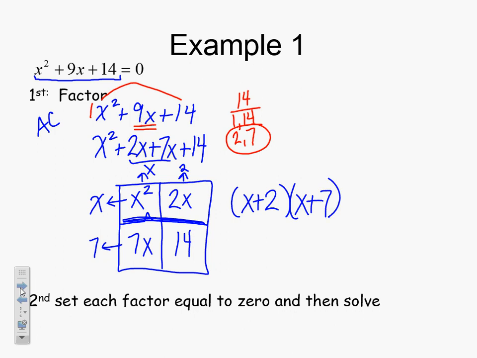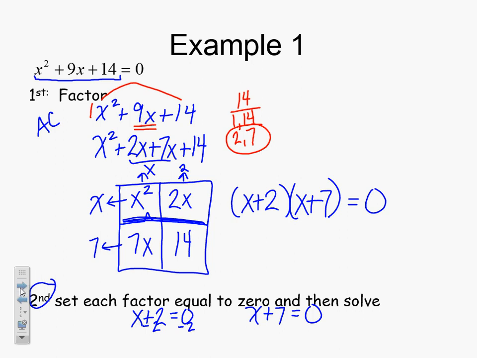Now remember, this was an equation, so this had equals 0 after it. Once I have him factored, then you see my second step down here says set each factor equal to 0 and solve. So I'm going to take the x plus 2, set it equal to 0, and the x plus 7 gets set equal to 0, and you go ahead and solve those for x. You're going to get 2 answers.